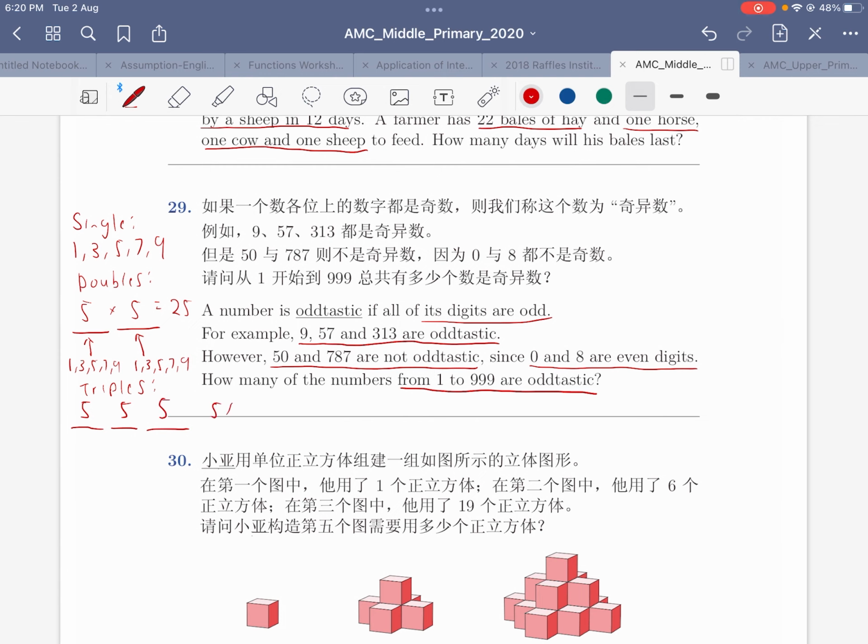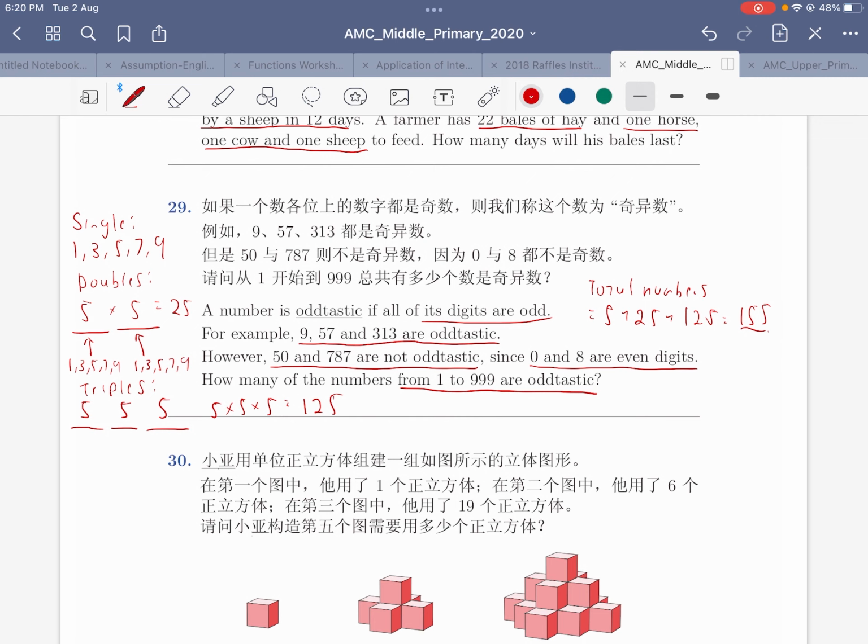So we will need to take 5 times 5 times 5, which is equal to 125. Is that it? No, right? We need to find all the numbers from 1 to 999. How many numbers are there which are autistic? So the total numbers over here will just be 5 plus 25 plus 125, which is 155.